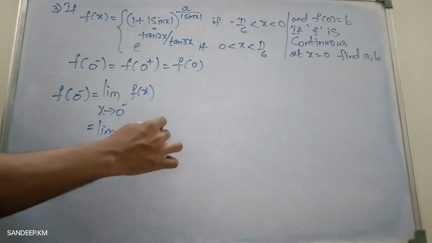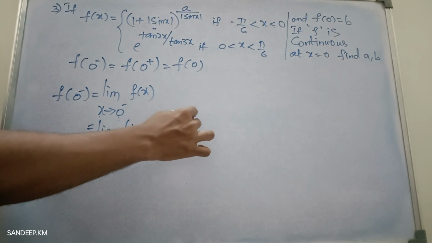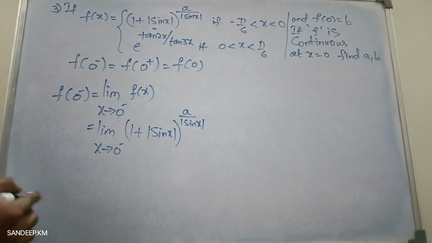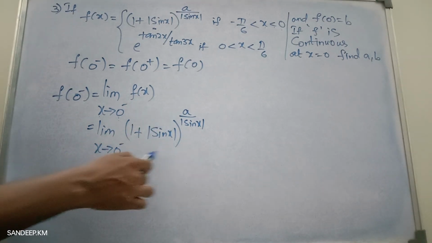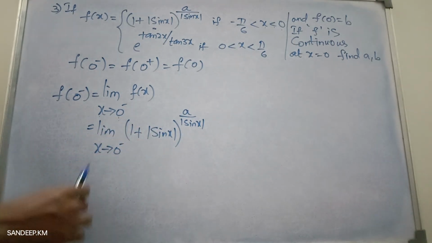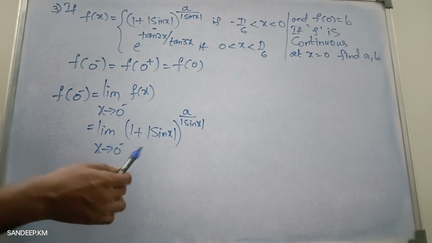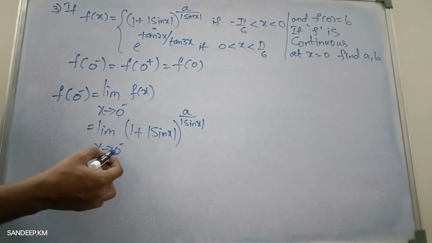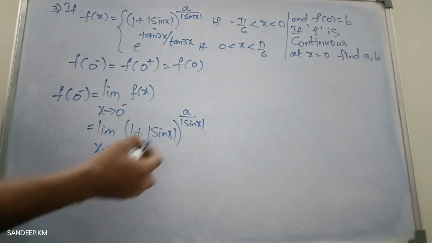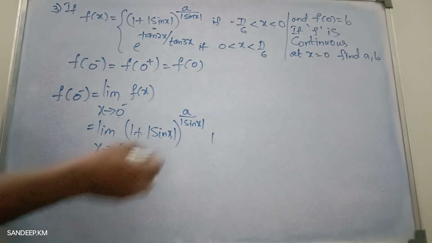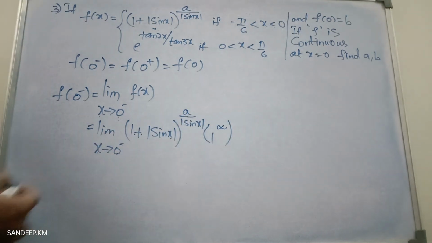1 plus mod sin x, whole power a by mod sin x. Next, if you want to know how to evaluate this limit, you should know what indeterminate form you are getting. Substitute x value as 0, 0 minus or 0 plus, whatever it is. If x value is 0, you will get what? 1 plus sine 0. That means 1 power a divided by 0, infinity. You are getting 1 power infinity form.